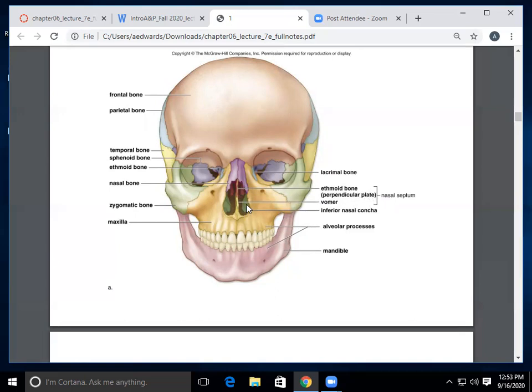These little spaces right here in green, we call those the inferior nasal concha. Okay. So these projections where the teeth go into the jaw, where it kind of raises up, we call those alveolar processes.